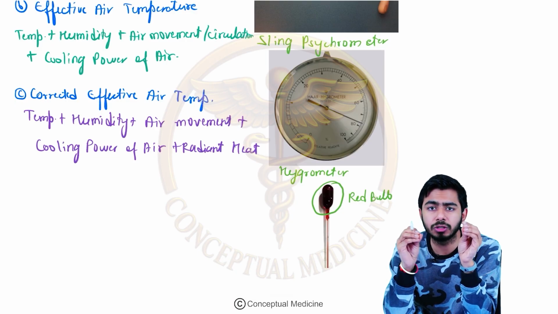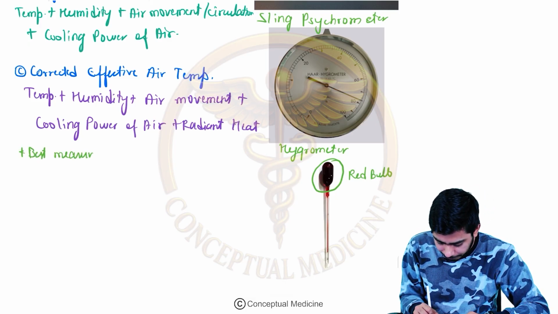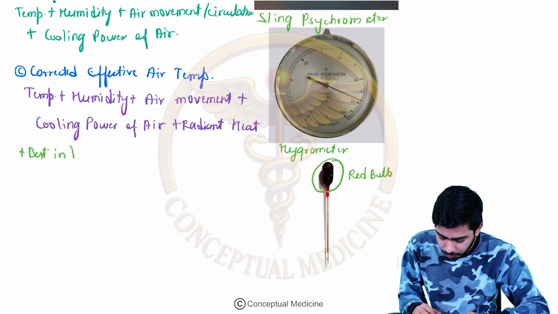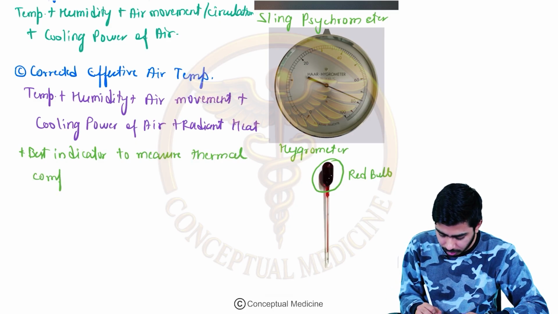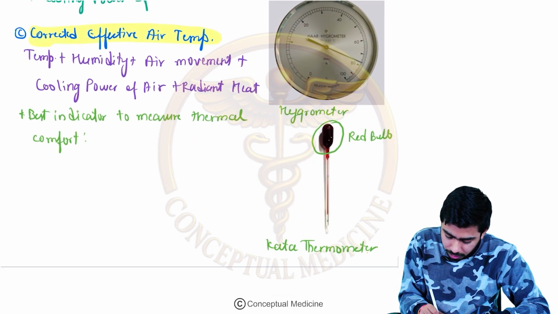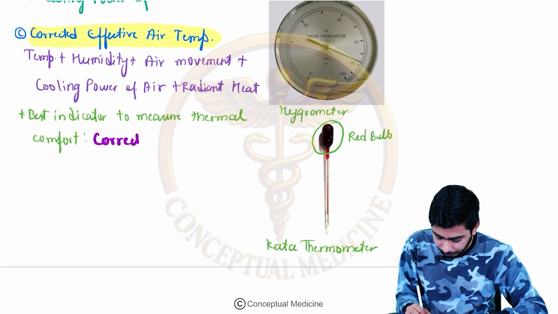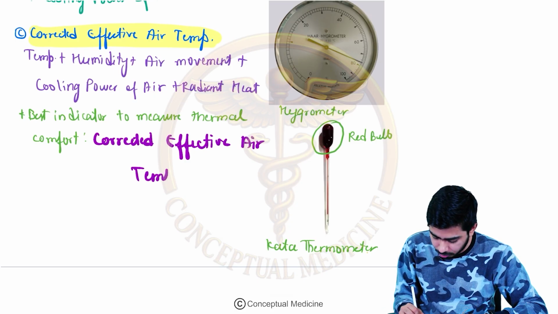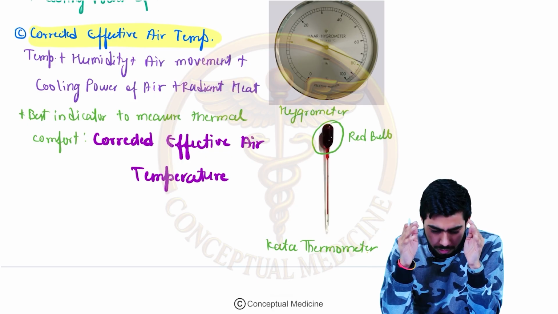And what is the best indicator to measure the thermal comfort? Obviously, it will be the one combining all of the thermal comfort factors. That was your corrected effective air temperature. Very important, guys. So this is your best indicator, so I shall write that corrected effective air temperature is the best indicator for measuring the thermal comfort. So this is about the types of temperature.